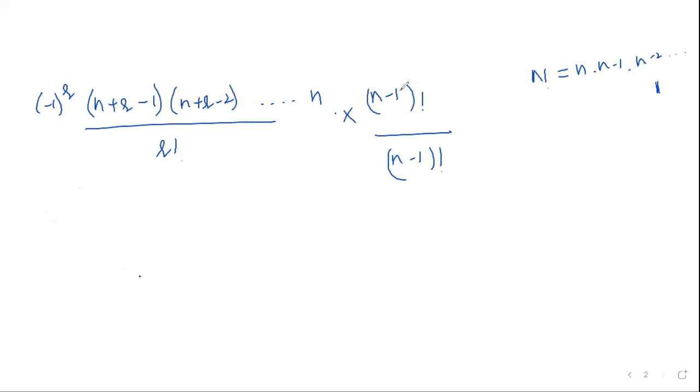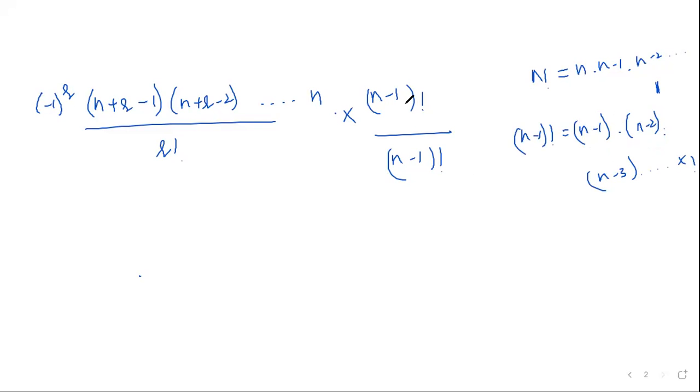If I multiply it with n minus 1 factorial, n minus 1 factorial will be defined as n minus 1 into n minus 2 into n minus 3, and it will go on up to 1. Here, n factorial is n into n minus 1 into n minus 2 and so on up to 1. So n minus 1 factorial will be given as n minus 1 into n minus 2 into n minus 3 and so on up to 1.